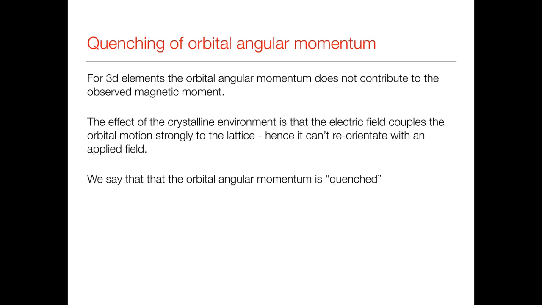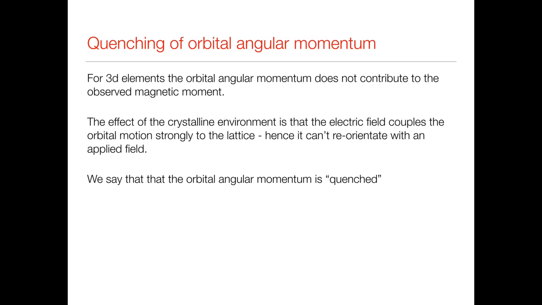The 3D and the 4F are both quite localized orbitals, but the 4F is really very localized, and the 3D is not quite as localized. What that means is the 3D orbital interacts with the crystalline lattice. So we've got a crystal, and this orbital is locked into the crystal orientation by the electrostatic electric field that exists in the material.